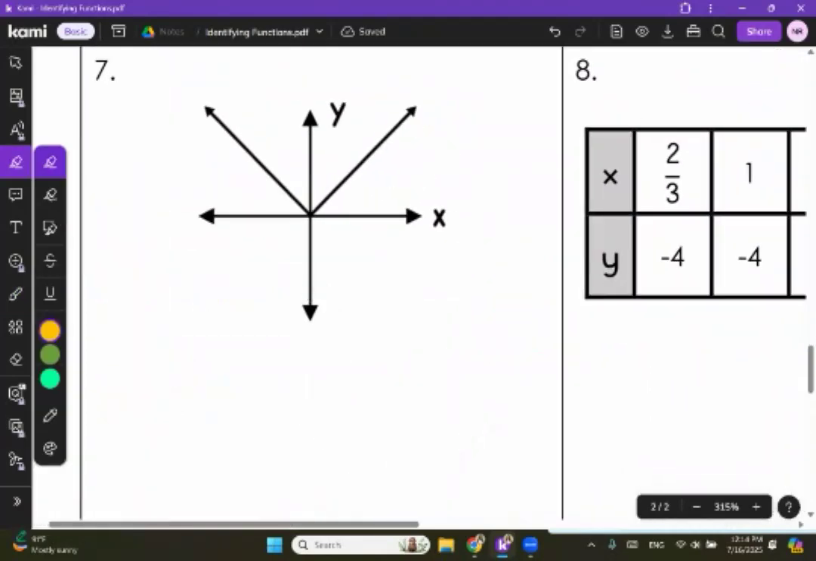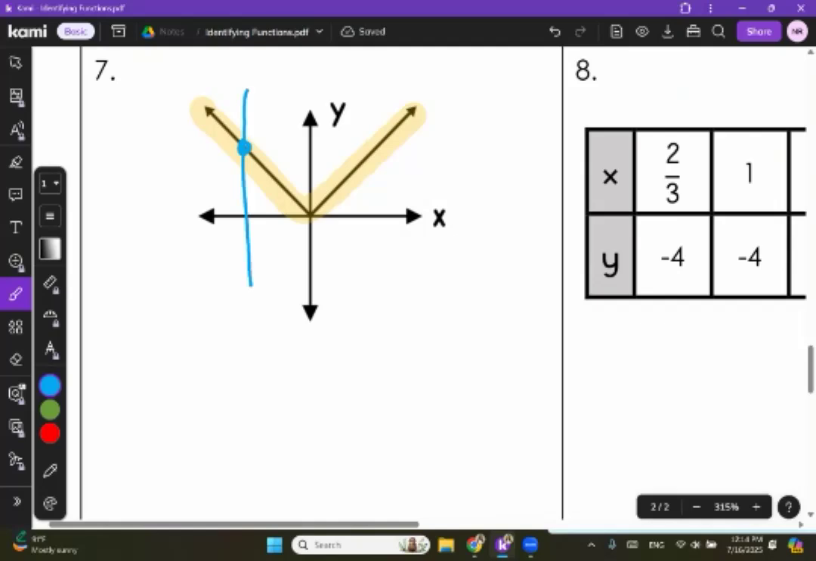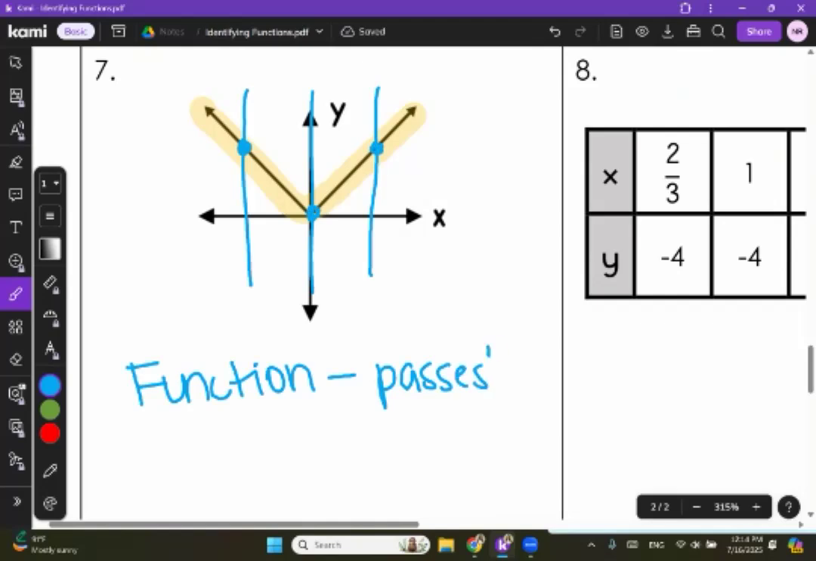Remember, don't get caught up looking at the X and the Y axis. That's not the focus. The focus is only on the line that is graphed. So it doesn't matter if I draw a vertical line here, here, or even in the middle. It's only going to touch it one time. So this one is a function. Why? Because it passes the vertical line test. Okay.